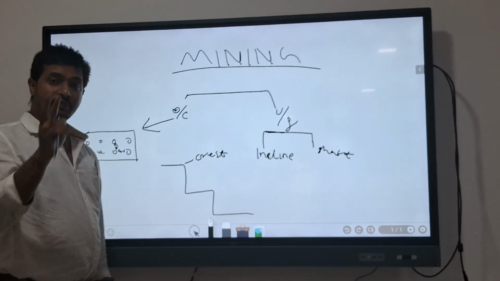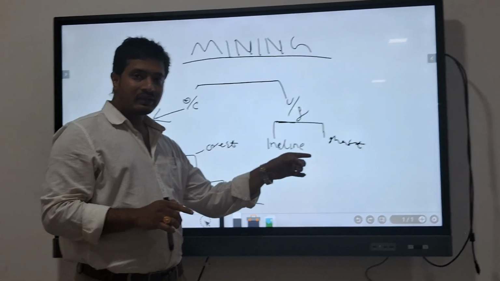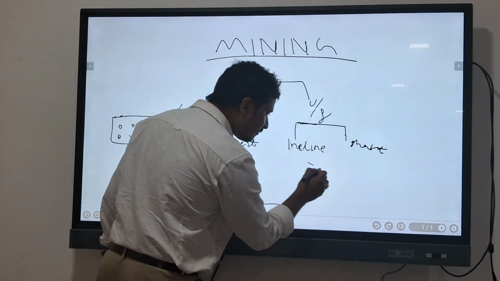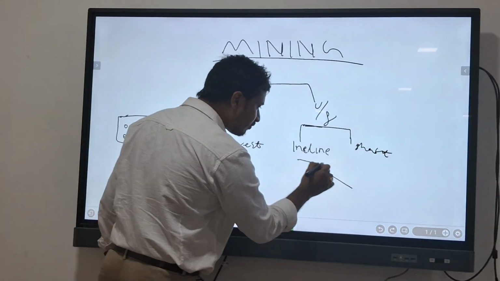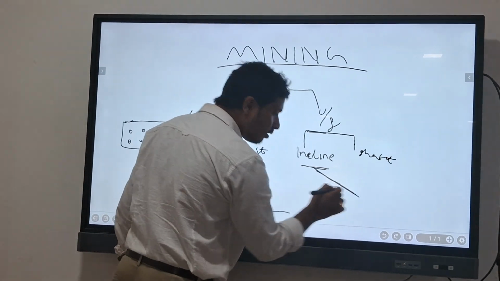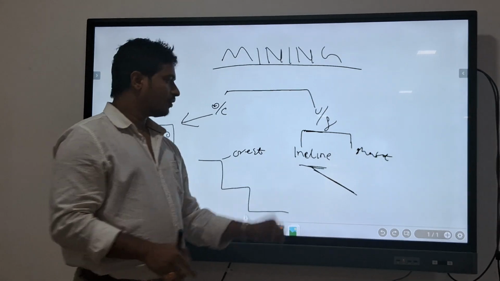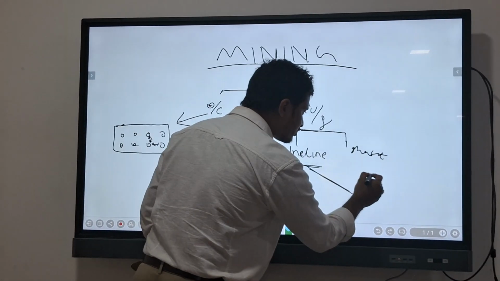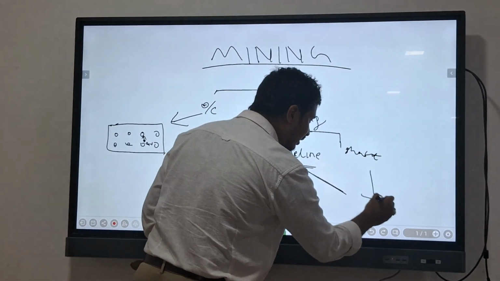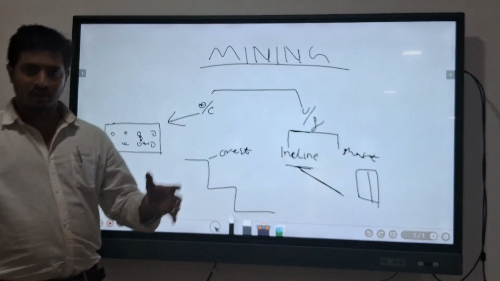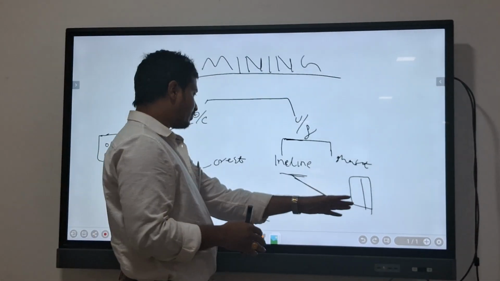Underground mines have two types: one is incline and another is shaft. Incline is like a 45 degree path from the surface towards the underground. This process is known as incline. The other process is shaft, where we make a hole at about 90 degrees, just like a well. This is called shaft.